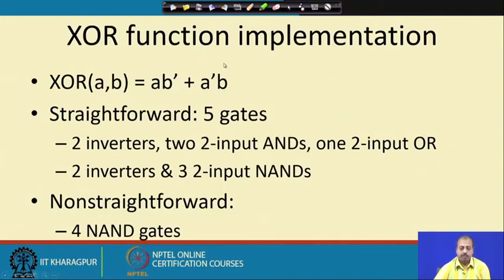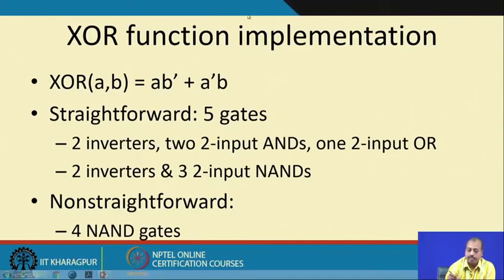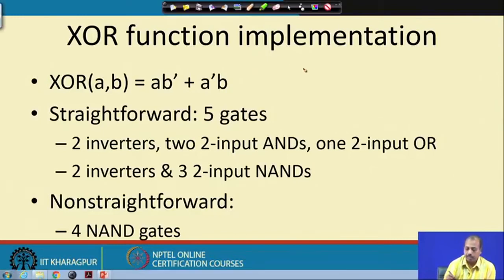Okay. So, XOR function implementation. XOR of A B is A B bar plus A bar B. If I do a straightforward implementation in terms of AND and OR gates, what will I do? I will have A B bar. So, I will take this line A and an inverter, and this line B and another inverter. So I will get A bar here, B bar there, and now I have to do A B bar.